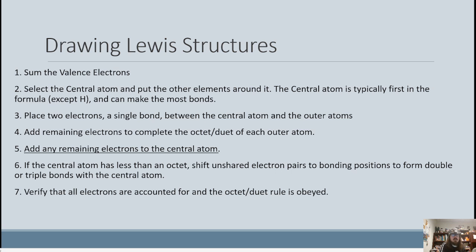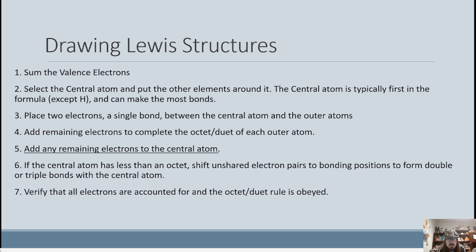Now, to any of the outer atoms, we are going to add electrons to them to give them an octet or a duet. So we're going to take electrons from our total sum and make octets or duets. In most cases, this is going to mean 6 electrons per atom, because 6 electrons plus the 2 from the single bond make 8.